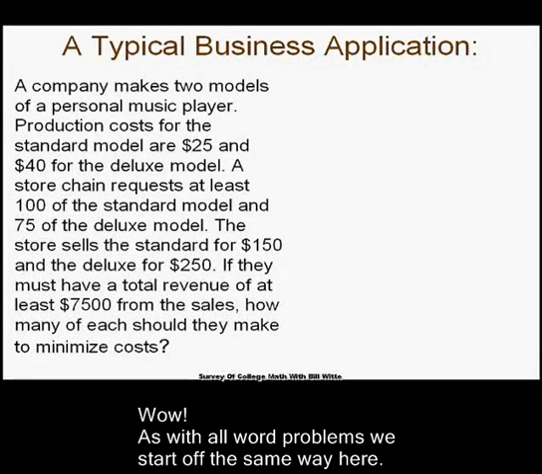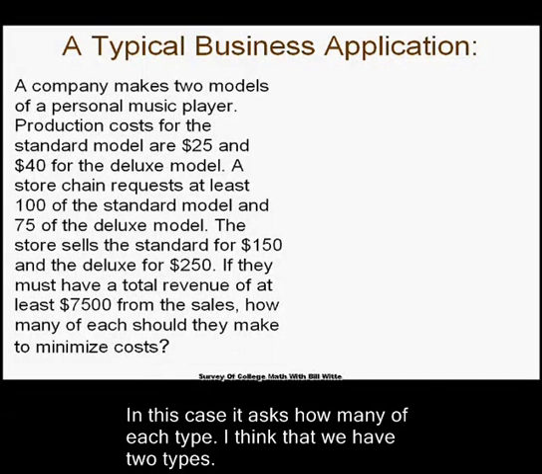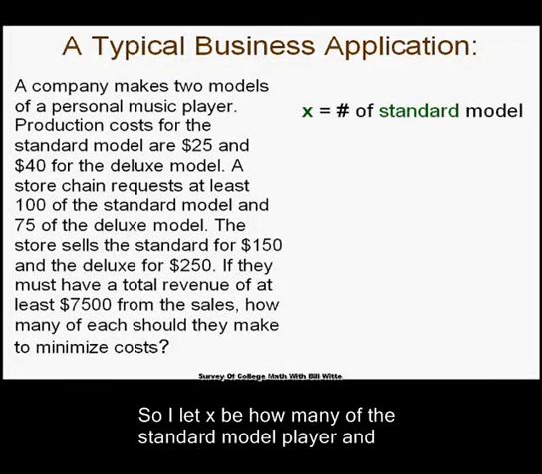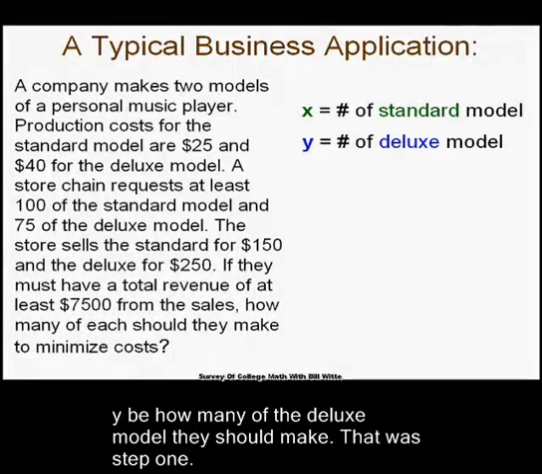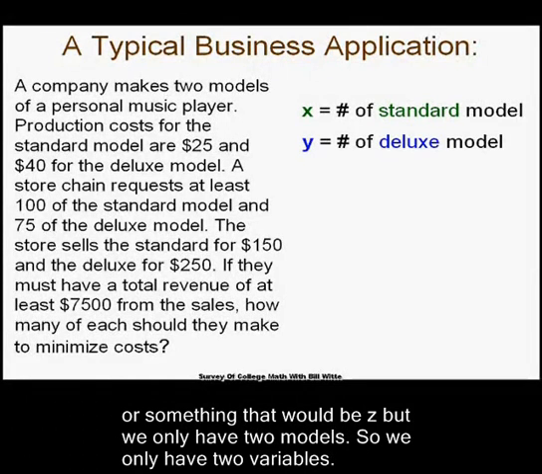Well, we're going to start off the same way here. We have to name what our variables are. And in this case, it says how many of each type. Well, I think we have 2 types. So I'm going to let X be how many of the standard model of the music player, and Y be how many of the deluxe model. Okay, that was step 1. You have to name what your variables are. Now, if there was a super duper Barbie model or something, that would be Z, but we only have 2 models.